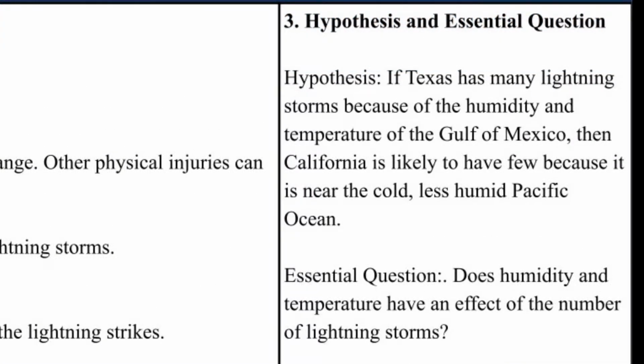Hypothesis and essential question. Hypothesis: If Texas has many lightning storms because of the humidity and temperature of the Gulf of Mexico, then California is likely to have few because it is near the cold, less humid Pacific Ocean. Essential question: Does humidity and temperature have an effect on the number of lightning storms?